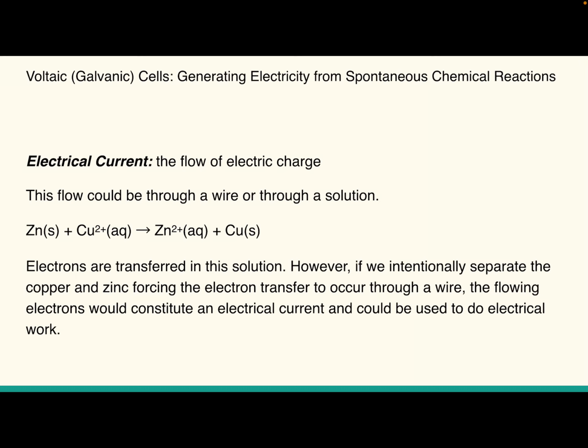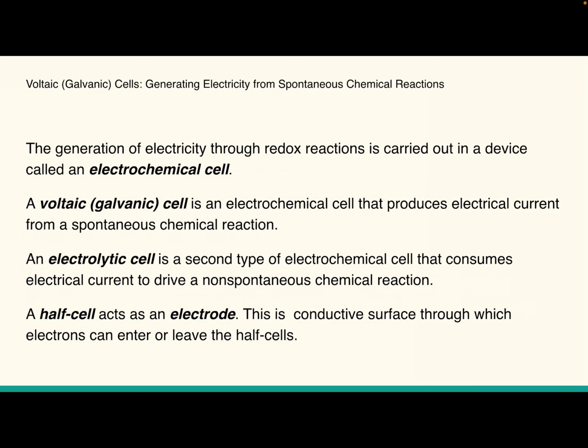Well, when you pass these electrons, that is now flow of electrons. So it's flow of electrical charge. Therefore, we have some electricity. And so that's what electrochemistry is all about. We're talking about the flow of electrons to get an electric potential going on there. So an electrochemical cell is the generation of electricity through redox reactions. Okay, we do this in an electrochemical cell.